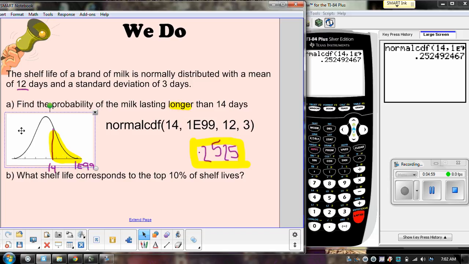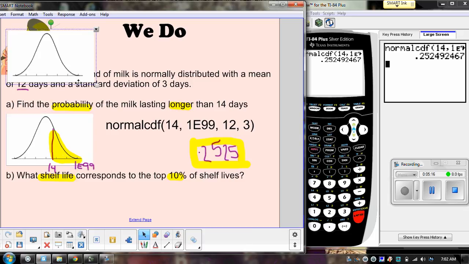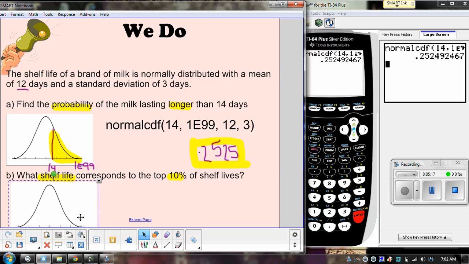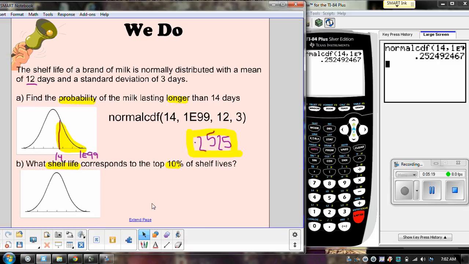Let's look at this next problem. Notice the first problem said to find the probability, which is why we were using normal CDF. This time it's giving us the probability and asking us for a specific shelf life. So in this case, we want to find the actual observation. You'll have to be pretty careful about how you're reading through these problems to know which calculator command to use or which direction you're being given.